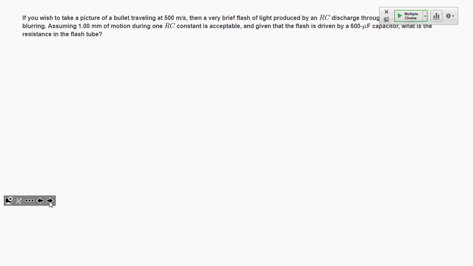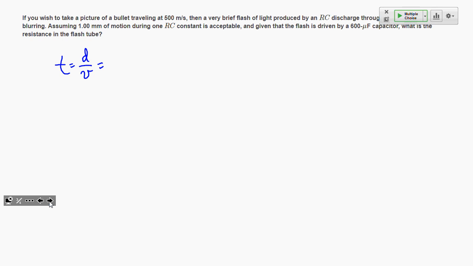And then there's this one about you want to take a picture of a bullet. It's like you have a strobe light, and you have to set that strobe light to go at a certain rate, and you want to know what that rate is. And so the first thing you want to do is how much time does the light need to be on? And it tells you here that you have 1 millimeter of motion at 500 meters per second. So given that rate of speed and that distance, I can find the time from last semester. Time is distance over speed, and so I can calculate what is the characteristic time of this flashing circuit.